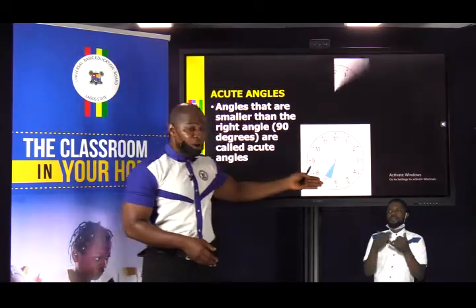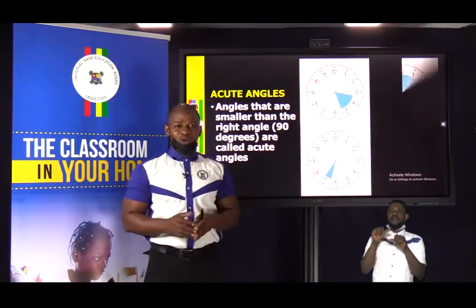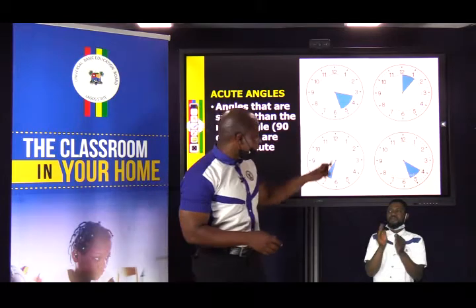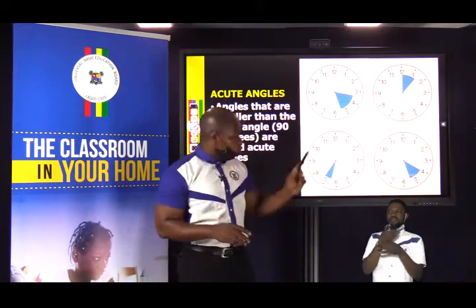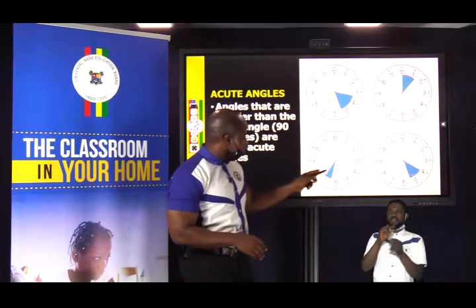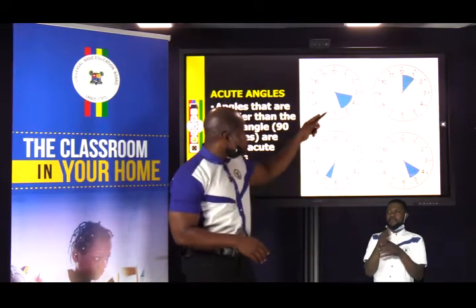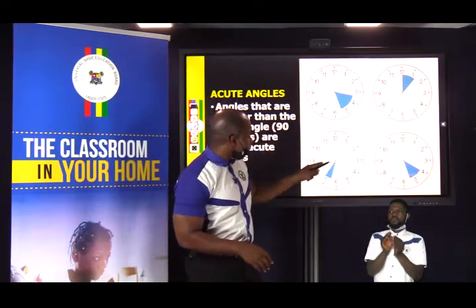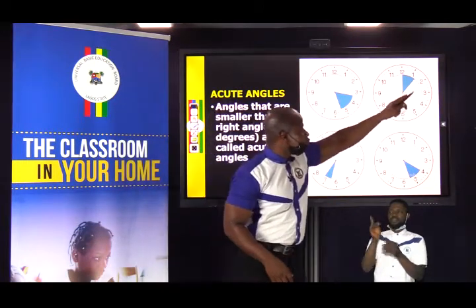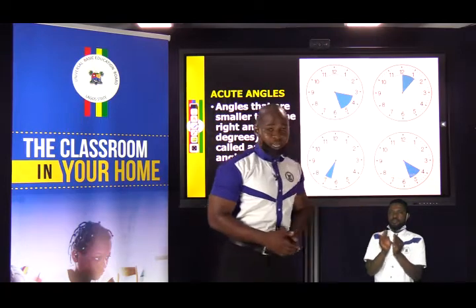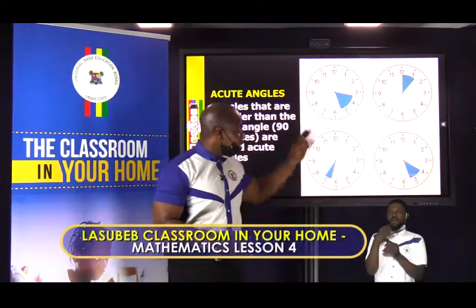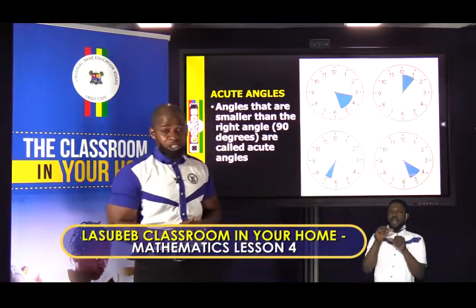Now angles that are smaller than the right angle are called acute angles. They are smaller than the right angle. As you can see, I've divided the circle into 4, which means that each part is 90 degrees. But these angles are smaller, between these two, smaller than 90, because this is 90 from here to here. This one is also smaller than 90, also smaller than 90. 90 is 1/4 of the circle, and so all these angles shaded blue are smaller than 90.